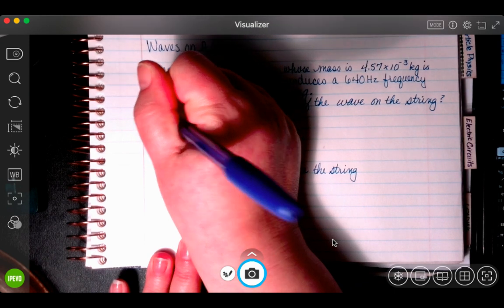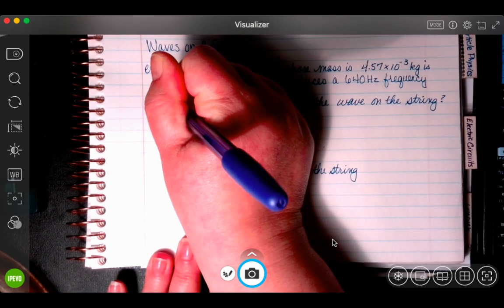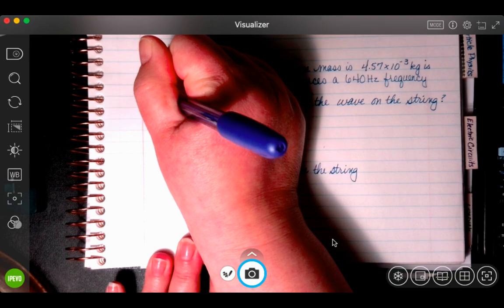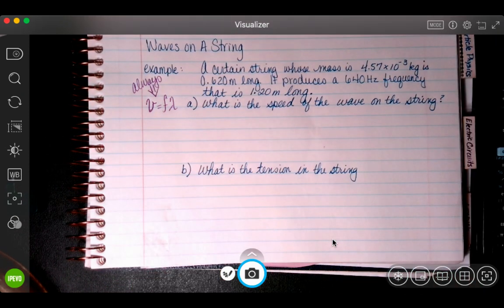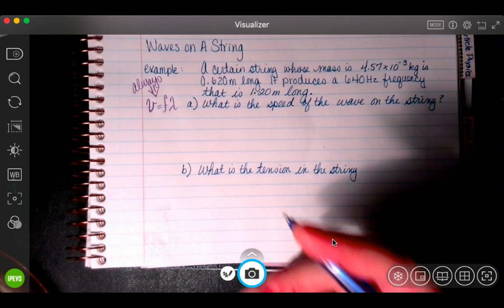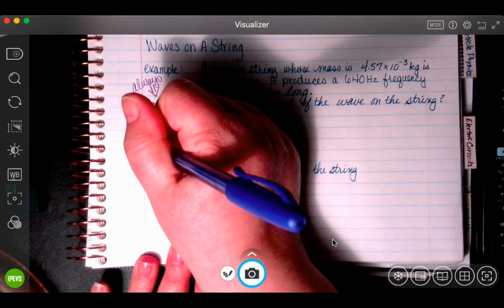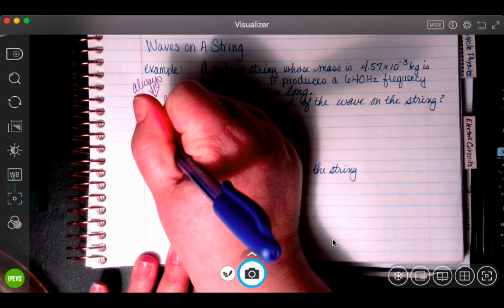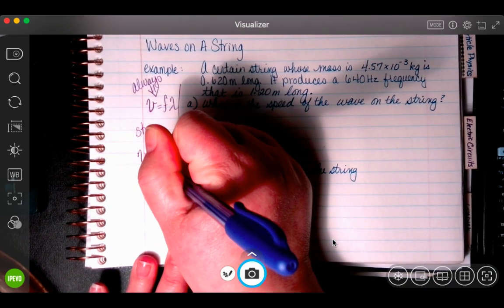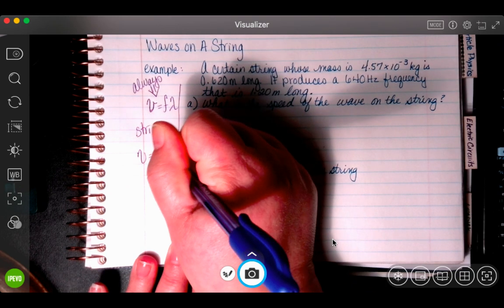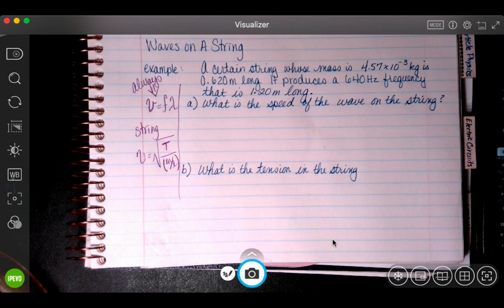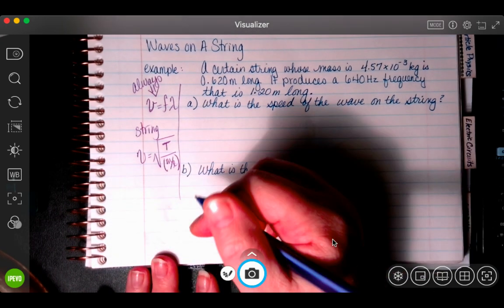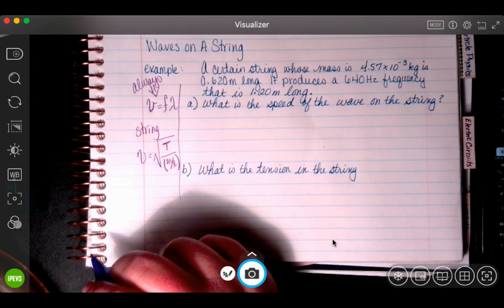We have the general equation that the velocity is equal to the frequency times the wavelength. This is an always equation. Love this equation because it works for literally any single wave. We also have the fact that we have a wave on a string, which means we have velocity is equal to the square root of the tension divided by the linear mass density, or the mass divided by the length, all in the denominator.